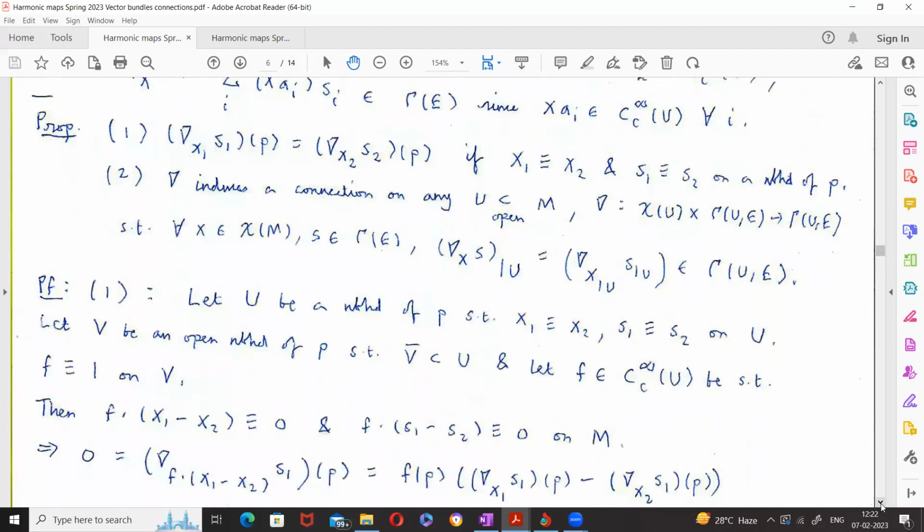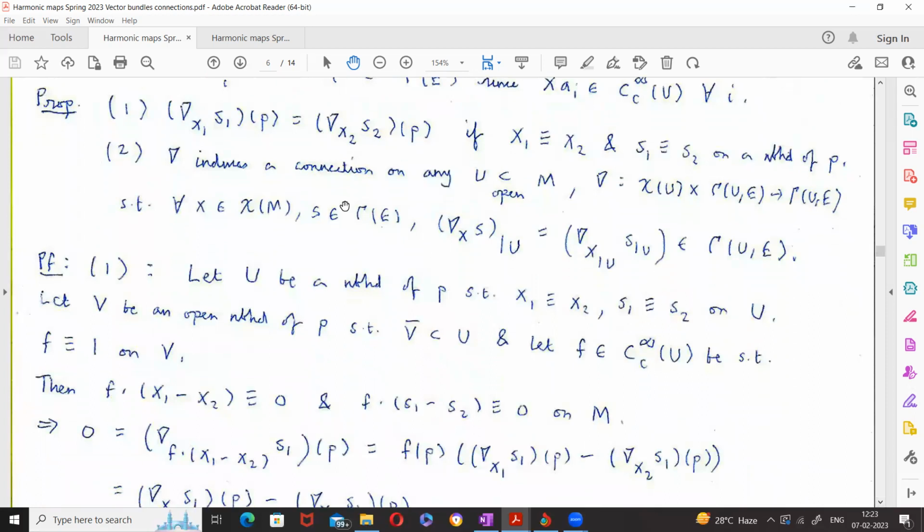Okay, so let's first see part one, that the connection only depends on the germs of X and S near P. So let U be a neighborhood of P such that X1 is equal to X2 and S1 is equal to S2 on U. Let V be an open neighborhood of P whose closure is contained in U. And let F be a smooth function with compact support in U such that F is equal to 1 on V. This is possible because V closure is contained in U.